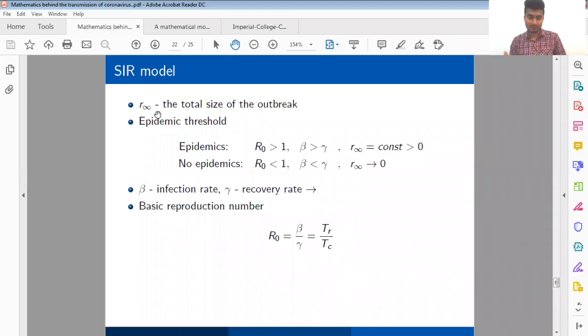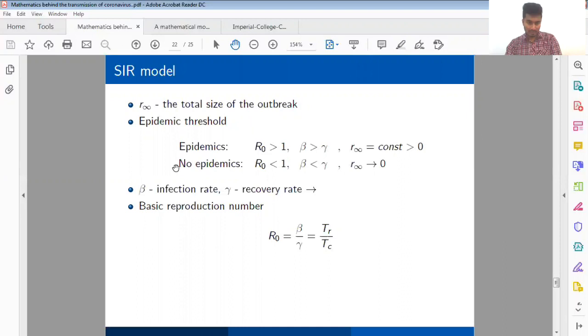Now the pandemic or epidemic threshold is that if R naught is greater than one, and beta, the infection rate, is still greater than gamma, if that happens, the pandemic still remains. So the pandemic prevails, is still active. So the R infinity, the size of the outbreak, will be greater than some number, greater than zero. So it's a constant number, let's say. So the pandemic would continue to transmit all over the world gradually. If this is the condition, which is the condition for us now for the case of coronavirus.